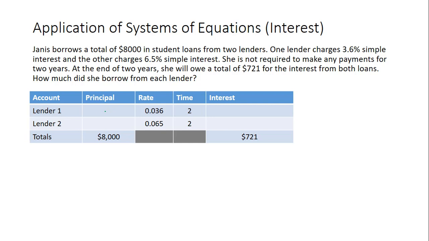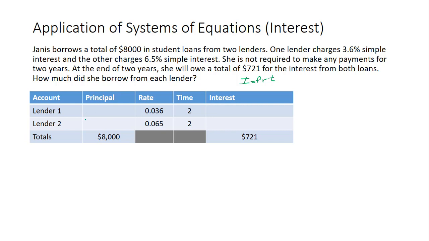We don't know the principal amount. The rate was 3.6%, which written as a decimal is 0.036. And then the time in years for this loan is 2 years. And then we need to figure out an expression for the interest. So remember this formula that simple interest is principal times rate times time. So if we know the first 3 columns, we multiply those to get the final column.